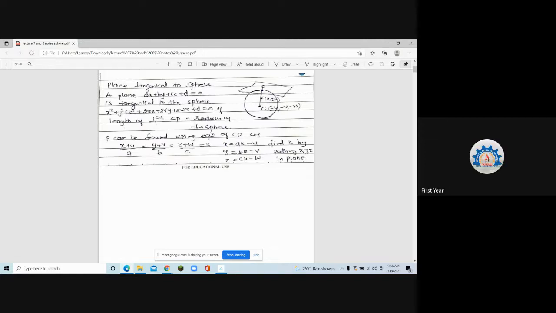I'll say that the plane is tangential to the sphere if CP equals the radius. So CP, which is actually the length of the perpendicular from the center to the plane, is nothing but the radius of the sphere. That's the condition we are going to use. If I'm given the sphere x square plus y square plus z square plus 2ux plus 2vy plus 2wz plus d is equal to 0, and also a plane, and I'm asked to prove that this plane is tangential, then I'll prove that the length of the perpendicular CP to the plane, with the formula mod of (ax plus by plus cz plus d) upon root of (a square plus b square plus c square), where (x, y, z) is the center, should be equal to the radius of the sphere.